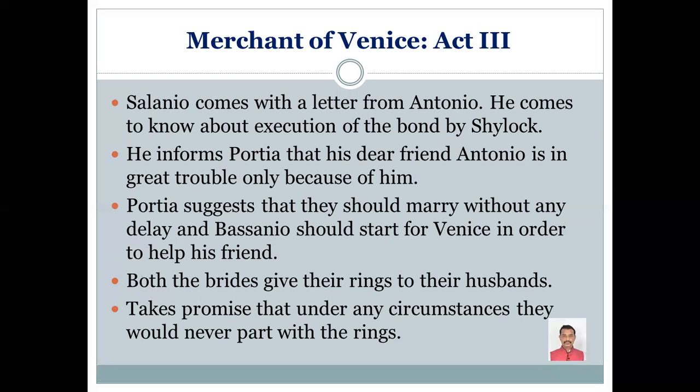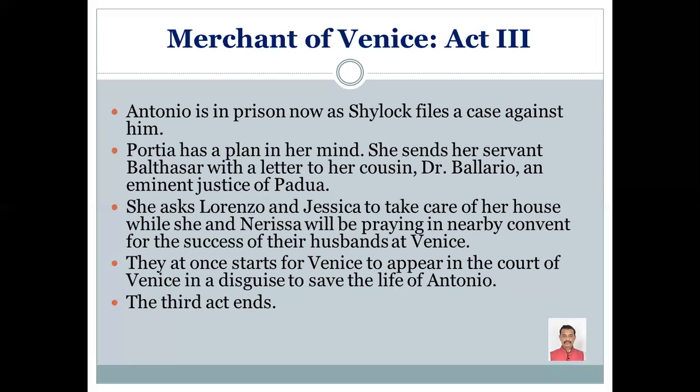At the same time, when Bassanio and Portia are ready to get married to each other, Gratiano reveals his love for Nerissa. Nerissa also has some soft feelings for Gratiano. So when Bassanio and Portia get married, Gratiano and Nerissa also marry each other, and both the brides give their rings to their husbands as a token of their love, and take a promise that under any circumstances they would never part with the rings. With this, we move on to the next part of the third act.